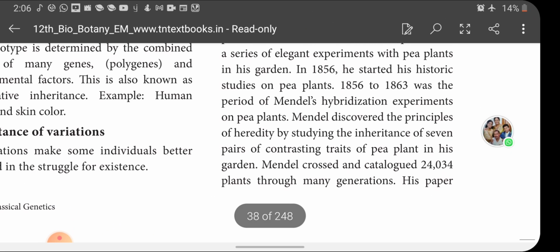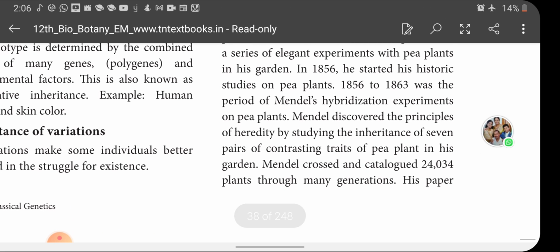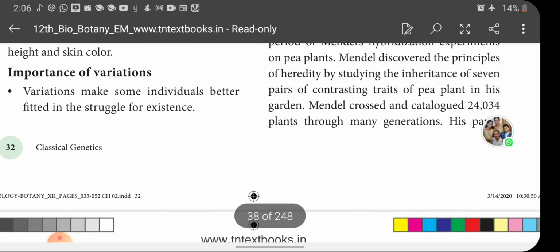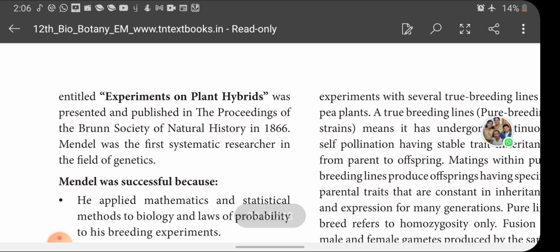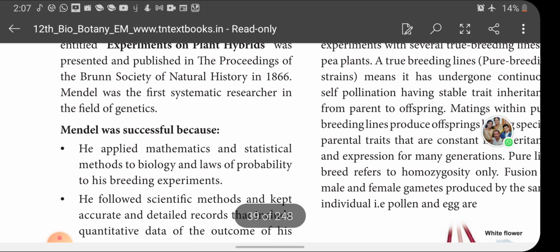Mendel crossed and catalogued 24,034 plants through many generations. His paper entitled Experiments on Plant Hybrids was presented and published in the Proceedings of the Brunn Society of Natural History in 1866. Mendel was the first systematic researcher in the field of genetics.